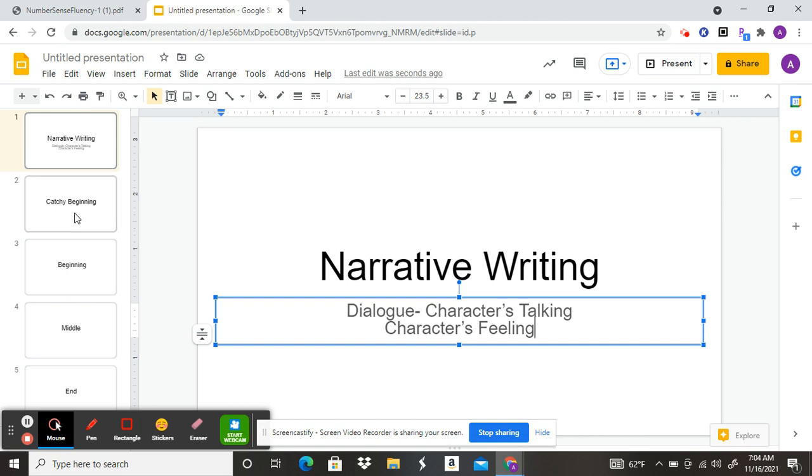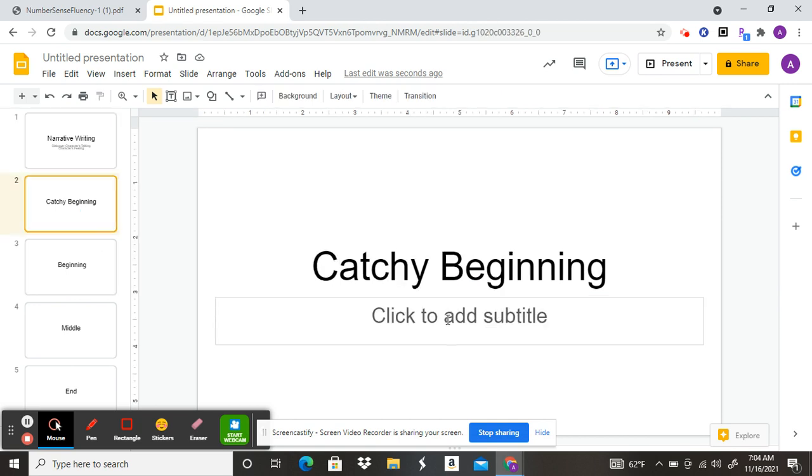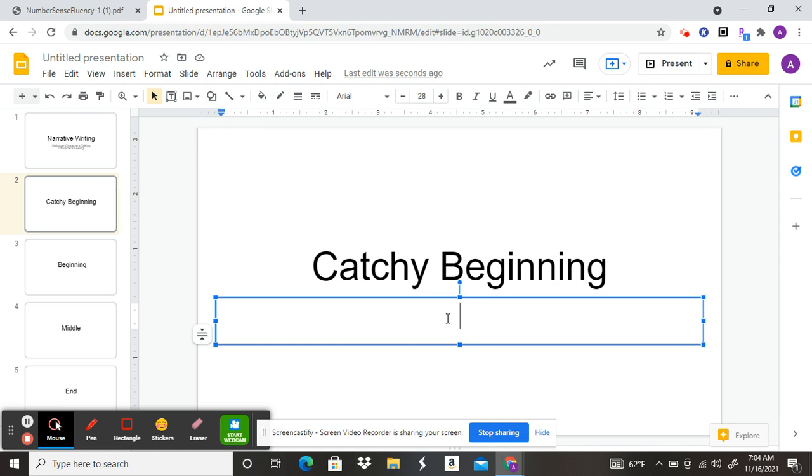characters' feelings. So, for the very beginning, you've got to write a catchy beginning. Remember, you're writing about a trip to America. So, you can say, one scary night. That's a good beginning. One stormy morning, since it's going to be a long trip.